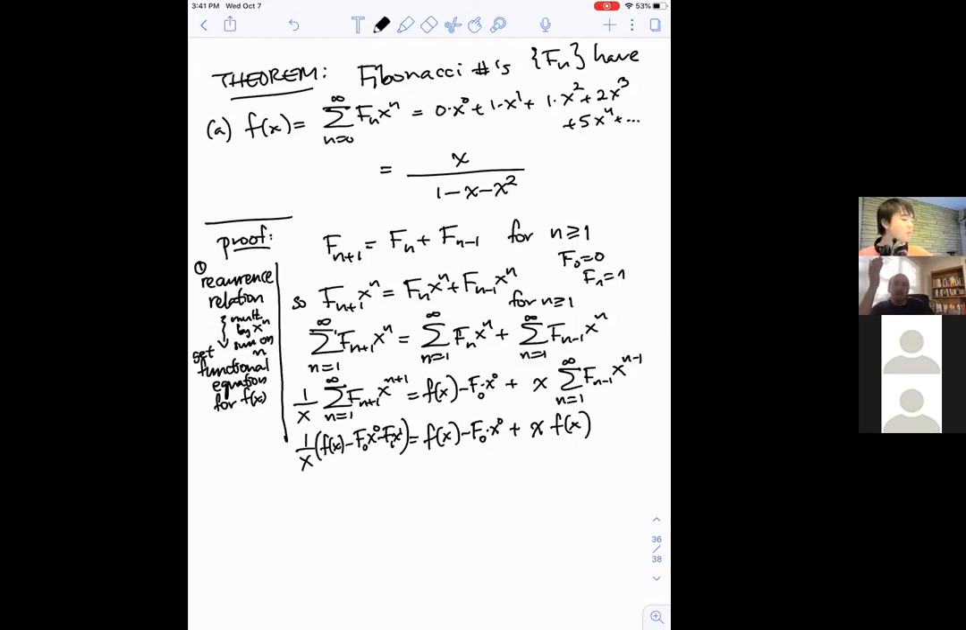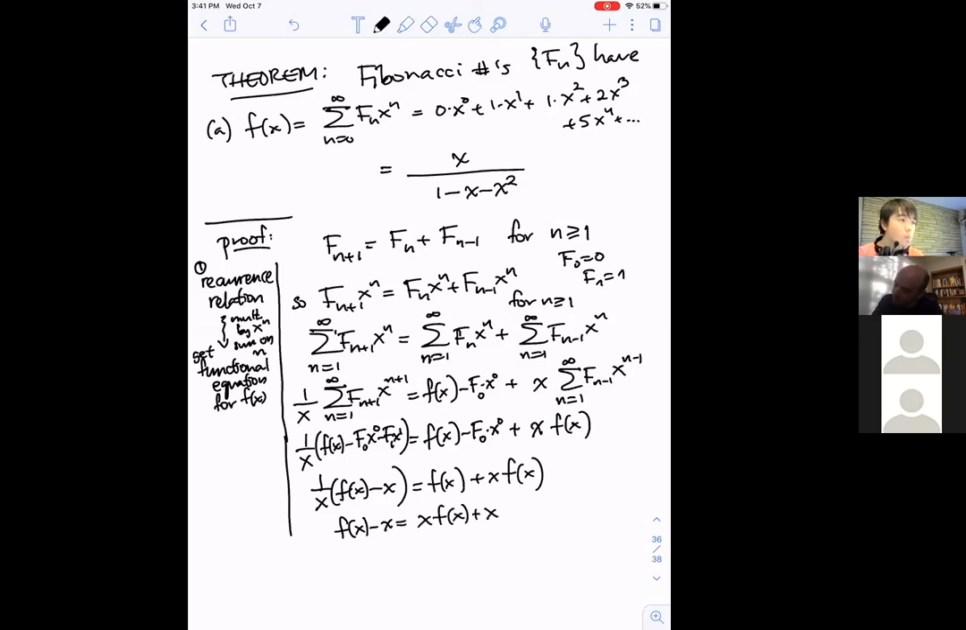Now we're really close to getting our functional equation for little f of x. These f0 and f1, remember, f0 is just a 0, f1 is just a 1. So I'm just going to rewrite this. 1 over x, f of x minus f0 is nothing. And then I've got a minus x to the first, f of x minus f0 is nothing, plus x f of x. And I could rewrite this as f of x minus x. Let me multiply both sides by x. So I get x f of x plus x squared f of x.